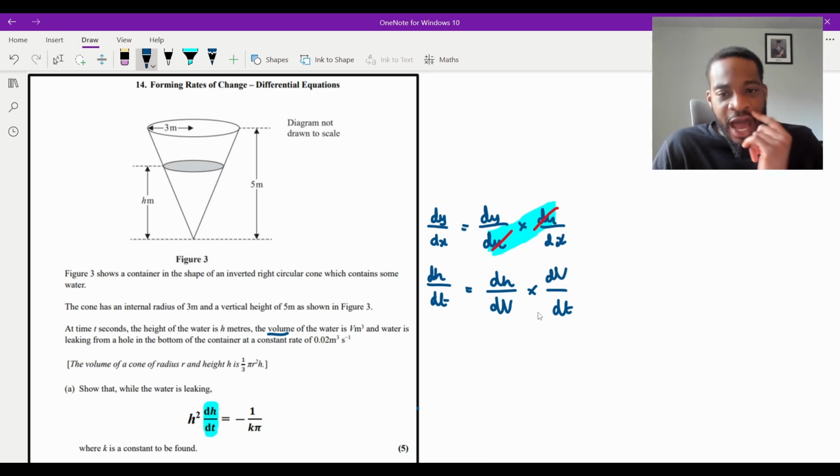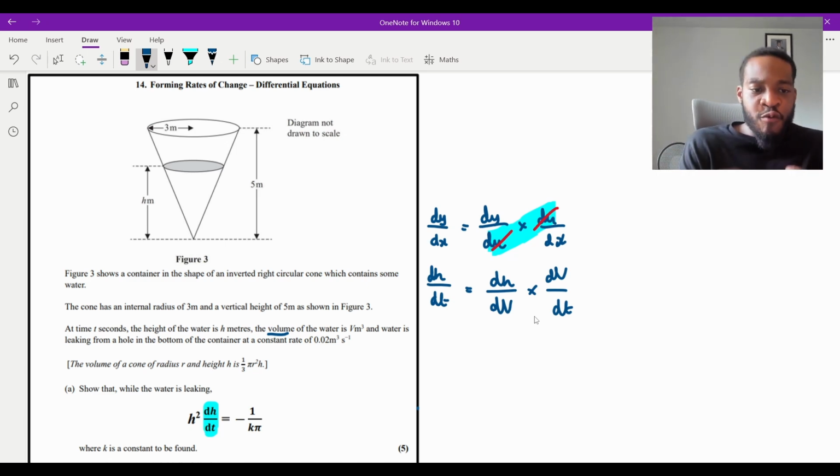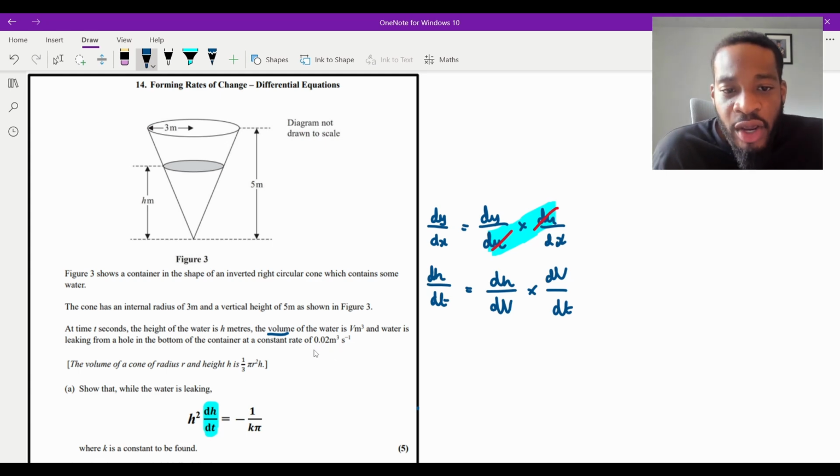Now, as well as that, what do we have here? Well, I've got dh/dV. That means I need a formula which connects h and V together, and I also need a formula that connects the volume and time together. Or maybe not a formula, but we'll see. So let's continue. It says, and water is leaking from a hole in the bottom of the container at a constant rate of 0.02 meters cubed per second. This is a rate of change.